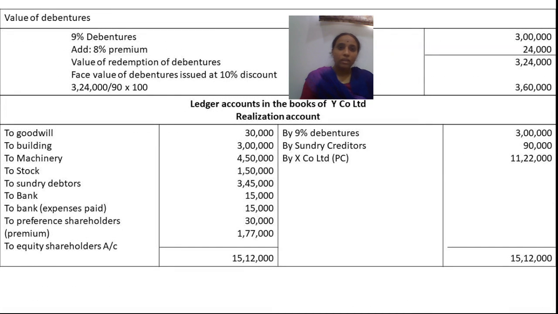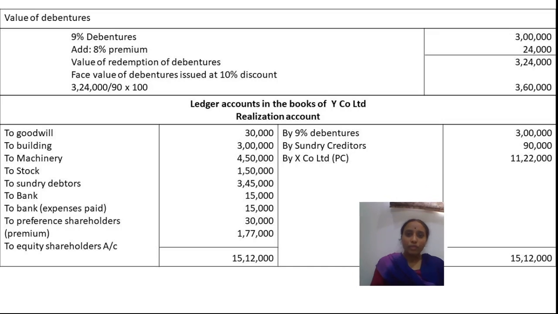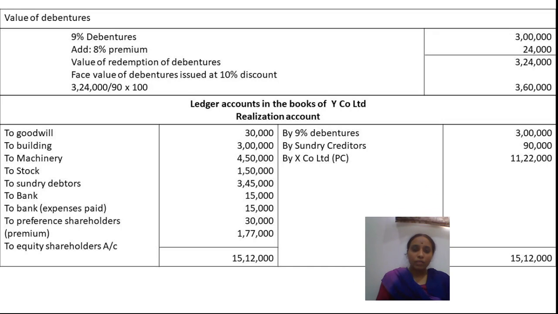Next, we have to calculate the value of debentures also. 9% debentures are 3 lakh, to which we add the 8% premium. That is 8% on 3 lakh, which is 8 into 3 lakh divided by 100, that is 24,000.